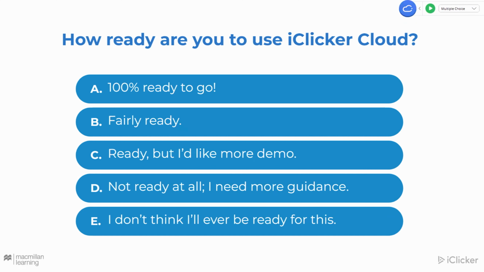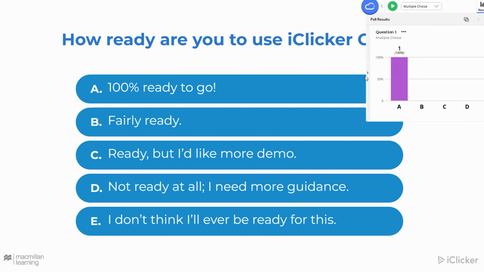But if I want to show the results to students before going on to the next question, so they can see how the class did, I can click right here on results, and it'll show a graph of all the different answers. I can also grade this on the fly by just clicking on whichever answers are correct. And you can make as many of these correct as you want.